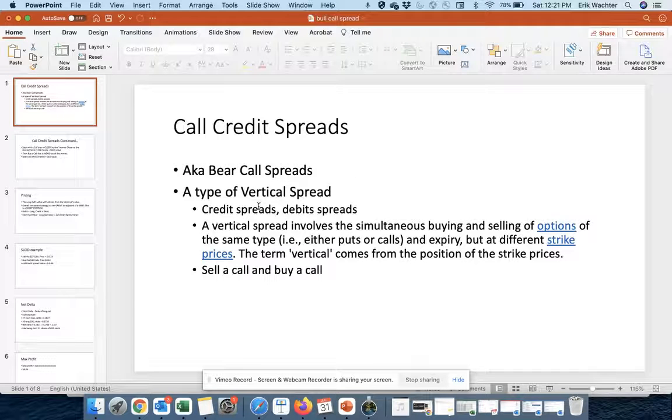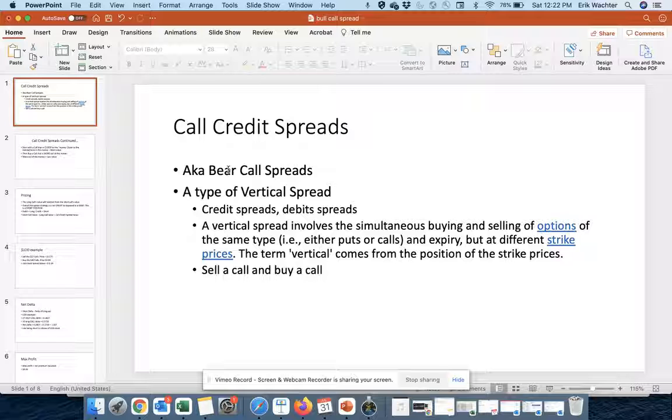So call credit spreads, also known as bear call spreads. The reason it's called a bear call spread is because you're taking a bearish position. We're going to use Lucid Motors as an example today. If you sell a call credit spread and the stock goes up, you will lose money. If the stock goes down or doesn't move at all, you will receive credit and make money. That's the basics of that.